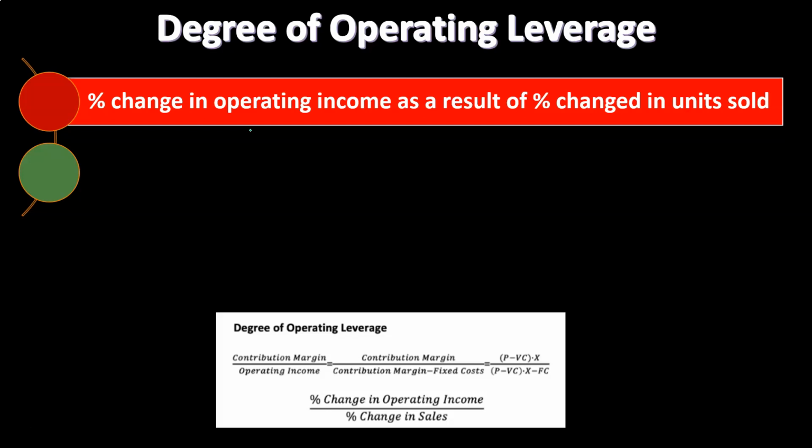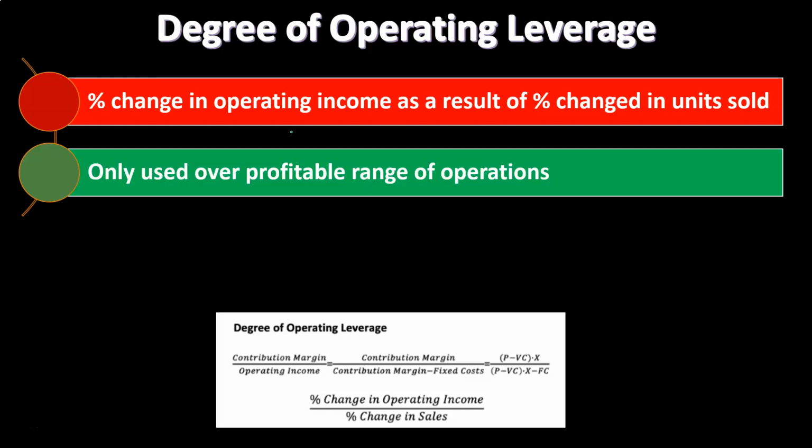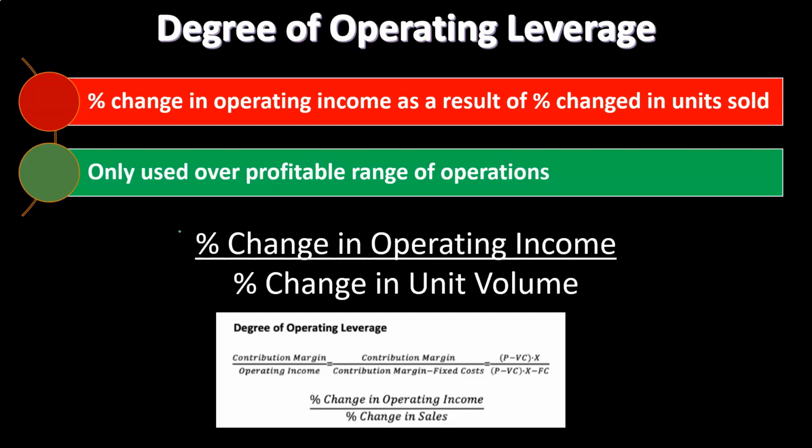So as the units that we sell change, the sales will change at a constant rate if we sell them at a constant price, and then we'll compare that change to the operating income, which will change in different ways depending on the cost structure, based on how many fixed costs we have compared to the variable costs. The variable costs change as we fluctuate the sales volume, the number of units, while the fixed costs do not change as we fluctuate the number of units. It's only used over a profitable range of operations, meaning if we have a negative income, then we're not typically going to be using a degree of operating leverage formula. We're going to be using it from the positive point on upward.